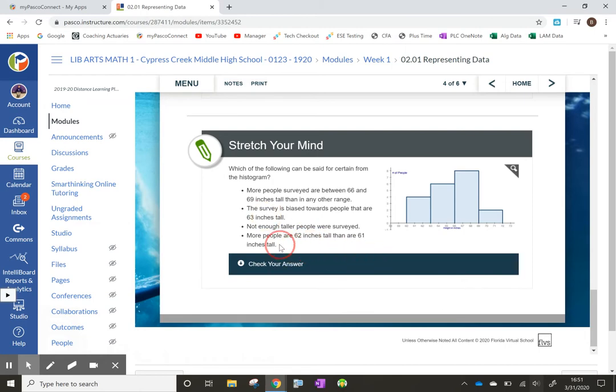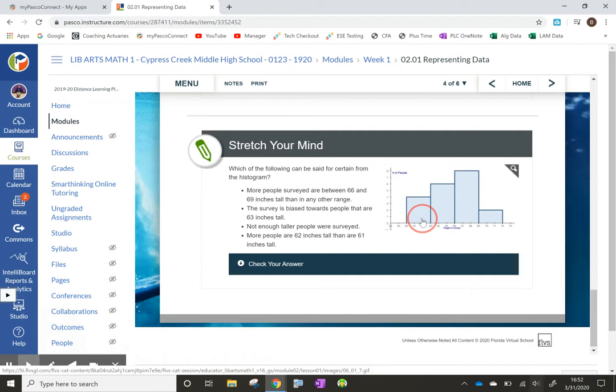Yeah, we said that. More people are 62 inches tall than are 61 inches tall. Now, you wouldn't be able to tell that from a histogram. If you labeled all your data out one number at a time, you would be able to know if that was true or false. But with the histogram, you can't tell, because we know from our histogram that there were 4 people between the heights of 60 and 63. But we don't know of those 4 people how many were 60 inches, how many were 61 inches, how many were 62 inches, or how many were 63 inches.